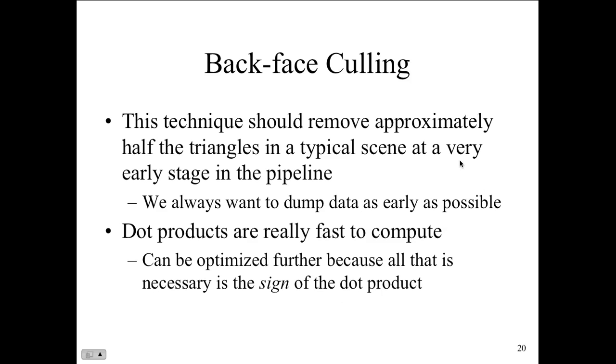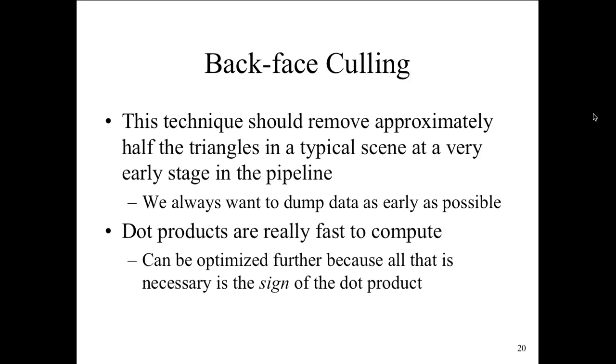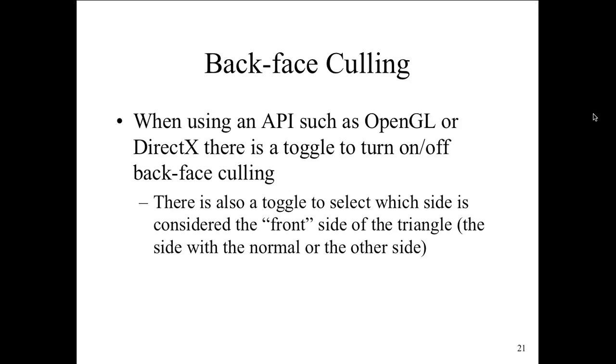So the dot products are really fast to compute because you're only considering the facing. It can be optimized further because all that is necessary is the sign of the dot product. So the dot product is the point you're using as a reference. Everything ahead of the point is viewable. Everything behind the dot is removed. I shouldn't use the word clipped. It's removed from the data that's being calculated.